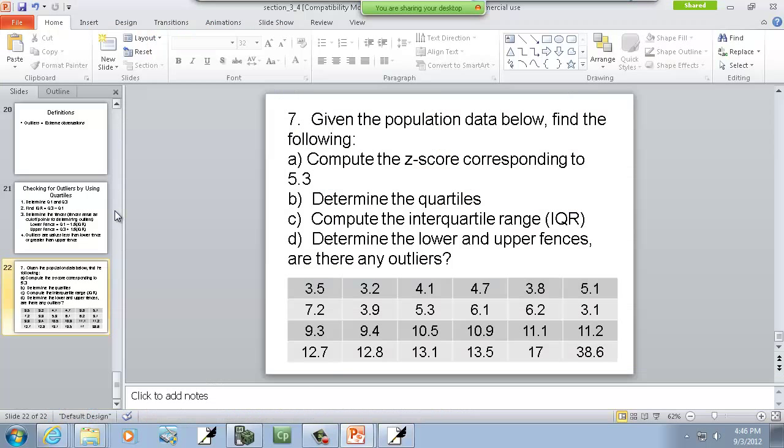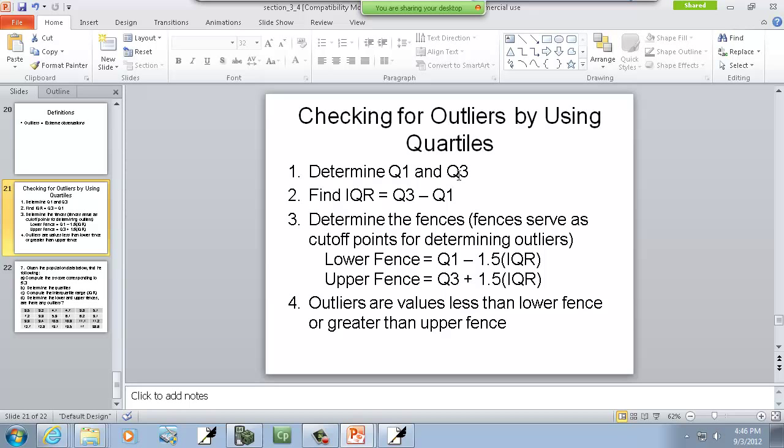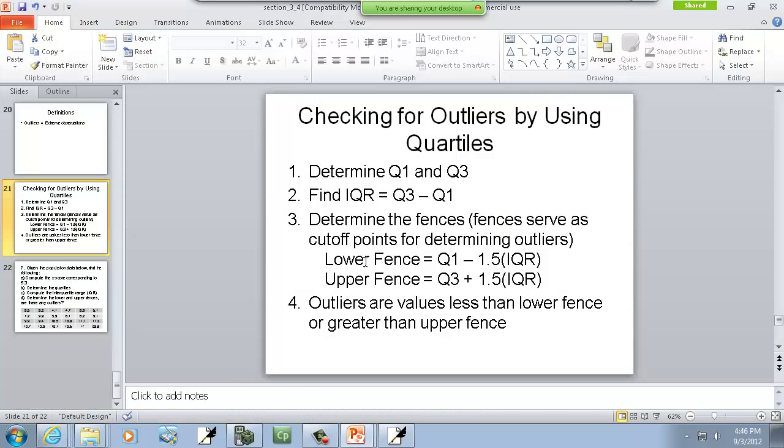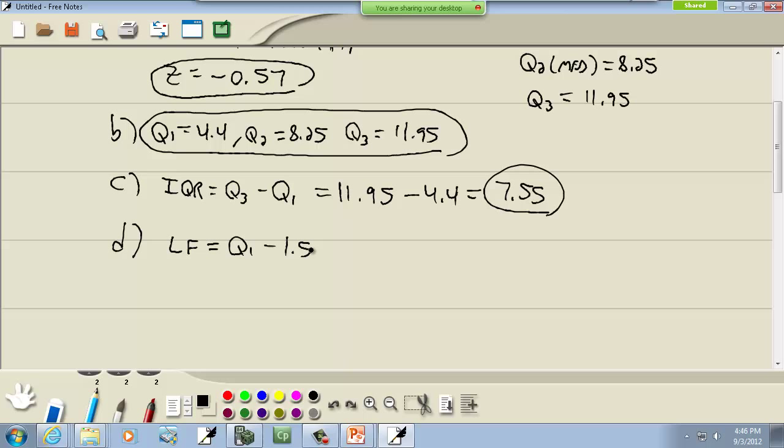D says determine the lower and upper fences, and then are there any outliers? Well, here's how we check for outliers by using quartiles. Determine Q1 and Q3, we've done that. Found IQR, our lower fence and upper fence. And I'll say LF for lower fence. Its formula says Q1 minus 1.5 times IQR.